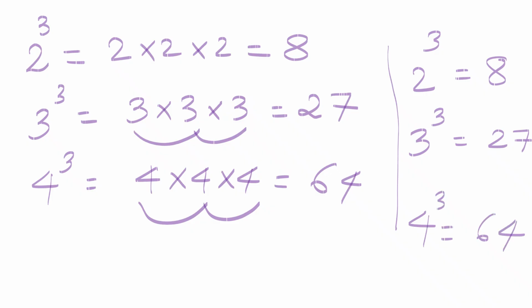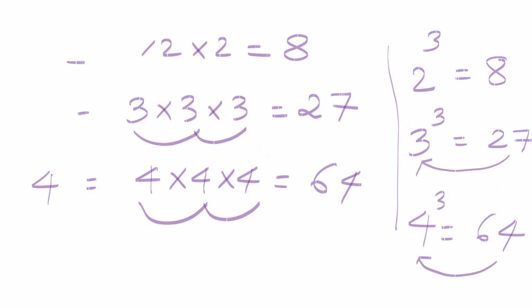So with this you can conclude 2 cube is 8, 3 cube is 27, 4 cube is 64. So if somebody asks you what is the cube root of 8, it will be 2. What is the cube root of 27? It's 3. What is the cube root of 64? It's 4. So it's vice versa. It's very easy, very simple, and quick to get the answer.